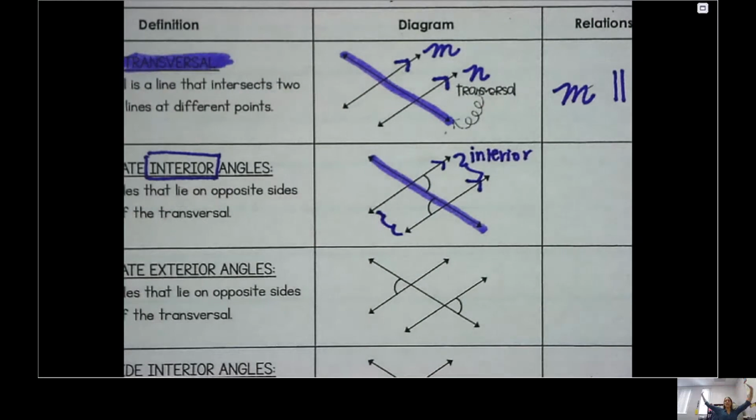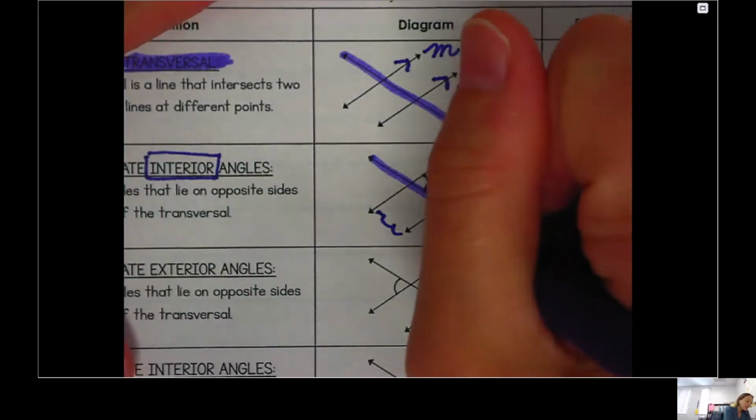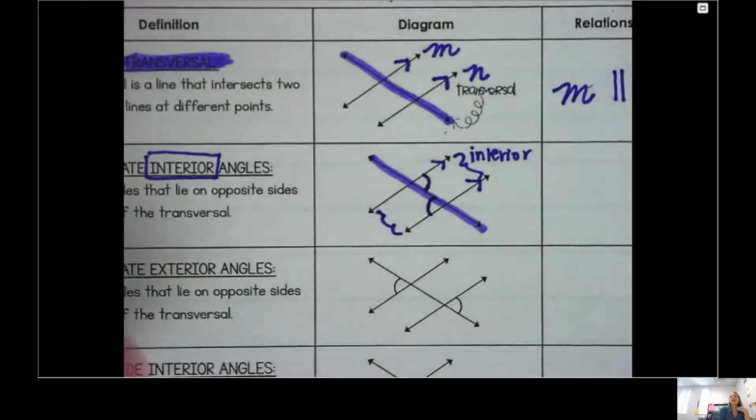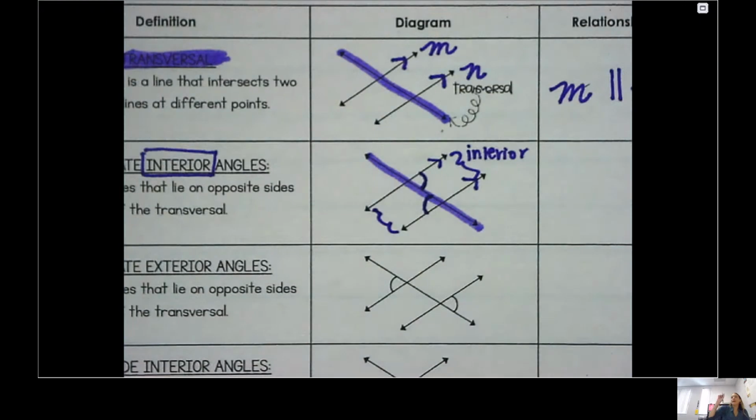What's the word if it's on the outside? Oh, exterior. There you go. So now I've got two angles marked here with the little arc marks, those little swoops. I've got an angle right here, and I've got an angle right here. They are on opposite sides of the purple line, opposite sides, alternate sides, and they're both on the interior.